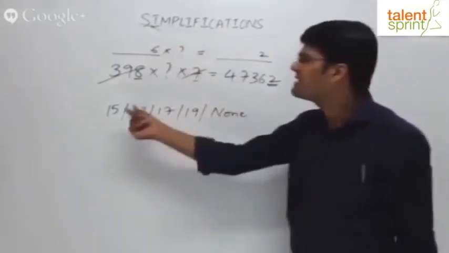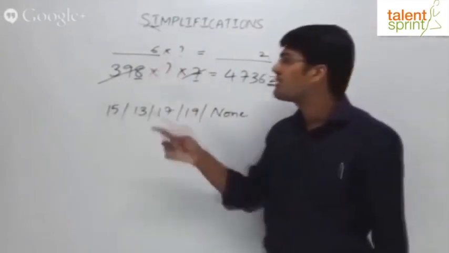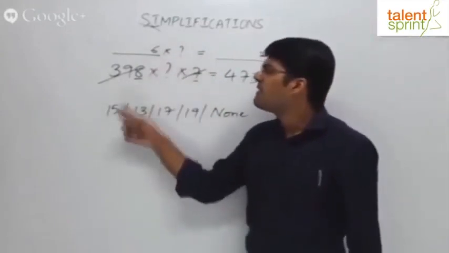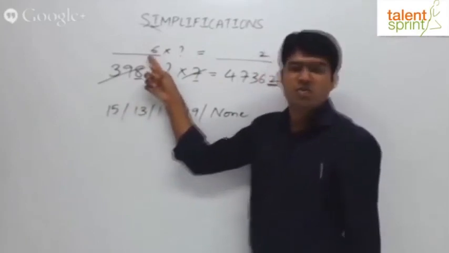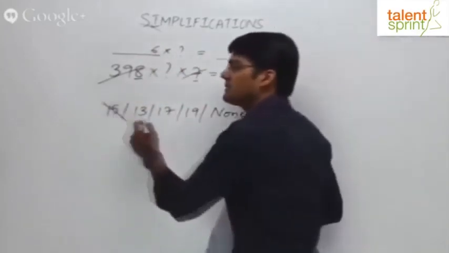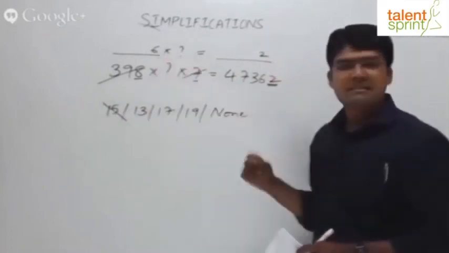Substitute the options one by one. Let's take 15. Assume 15 is the correct answer. If 15 comes here, what's the units place? 5. 5 into 6 is what? It ends in 0. What we want here is 2. Not possible. 3 into 6, 18.